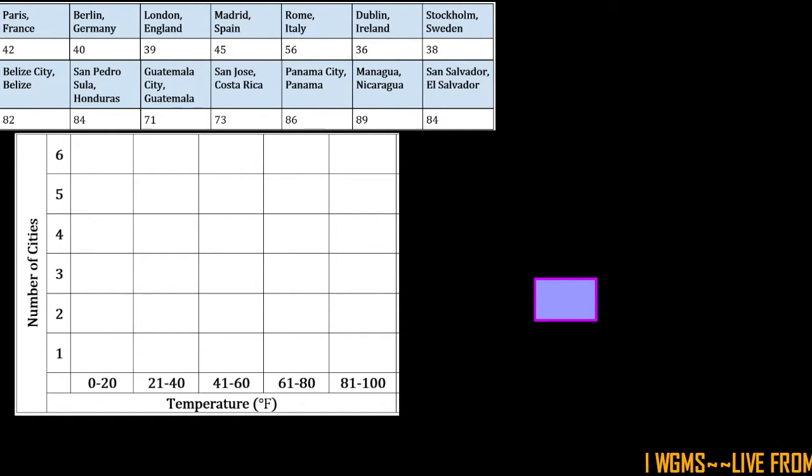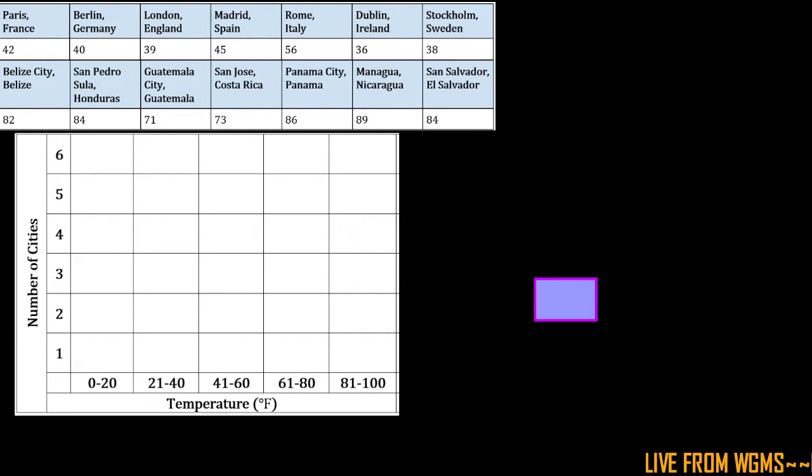And the way it works is like this. I have the number of cities on my y-axis, and that just means, okay, how many cities go along with these temperatures. Again, these are the intervals on my x-axis, and so any cities with temperatures between 0 and 20, I can tally up and go along here, and any cities with temperatures between 21 degrees and 40 degrees, I'd place there.